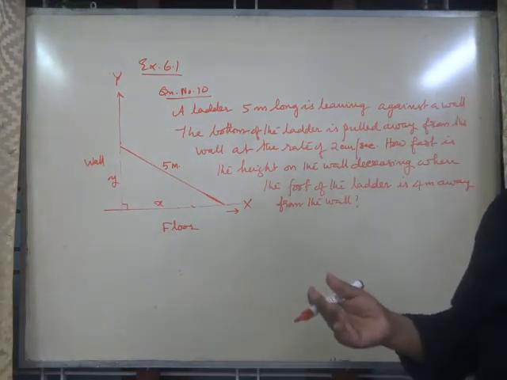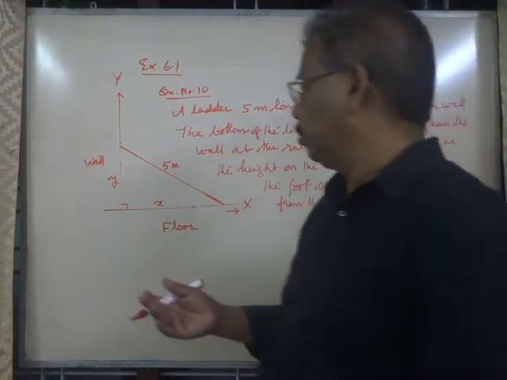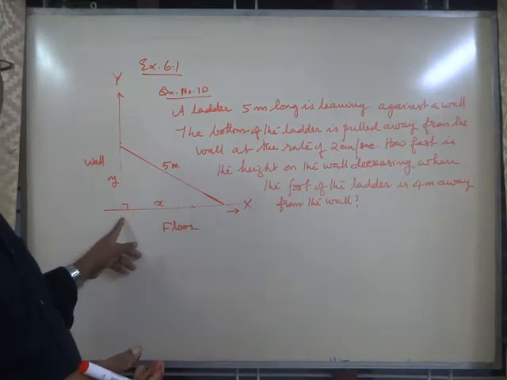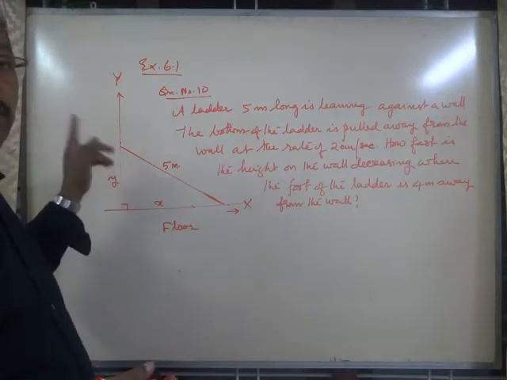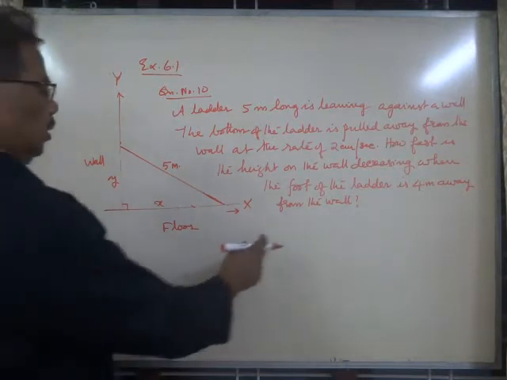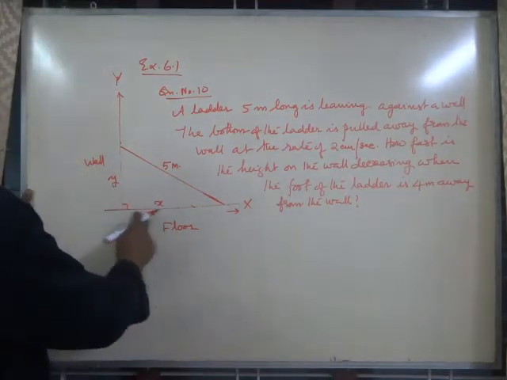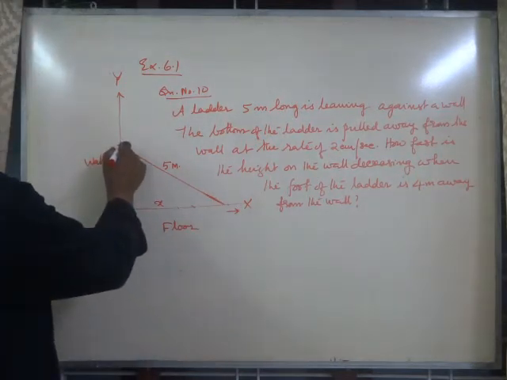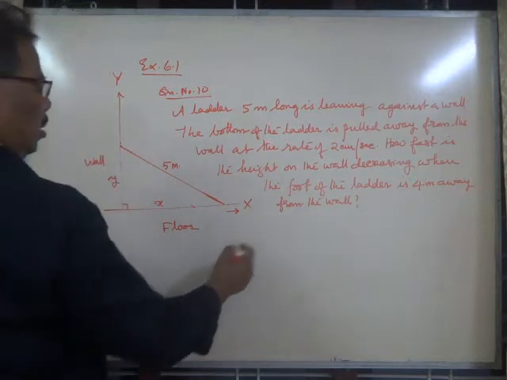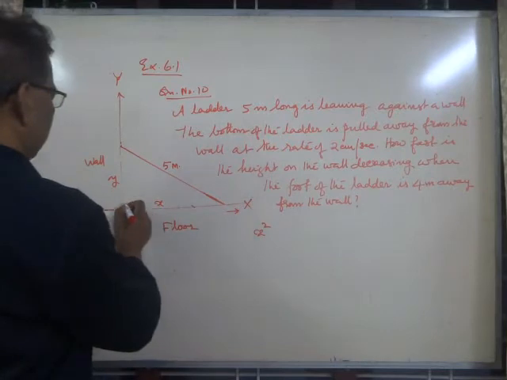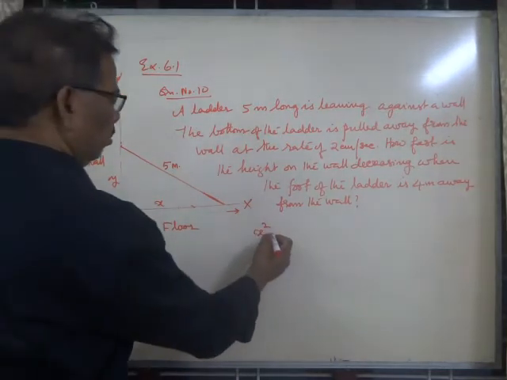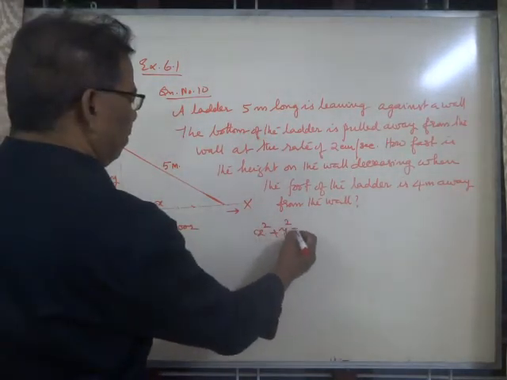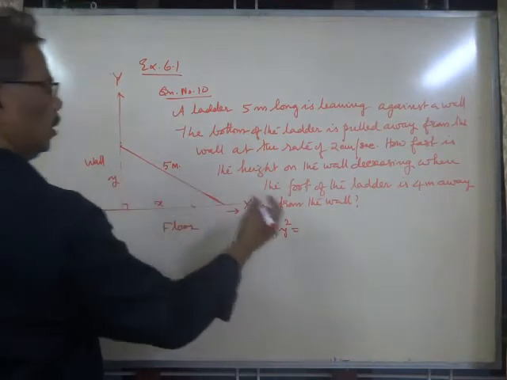First, we shall formulate a relation between the distance of the bottom from the wall and height of the top of the ladder on the wall. Let the distance from the wall be x and the height of the top be y, and here the angle is 90 degree. Therefore, by Pythagoras theorem, x square plus y square will be square of this length, that is 25.